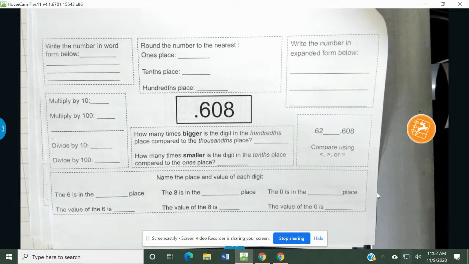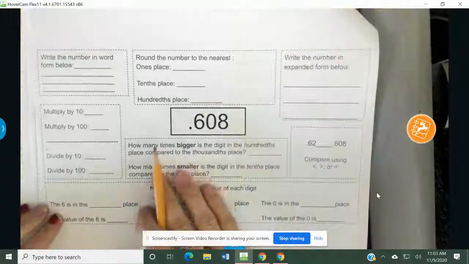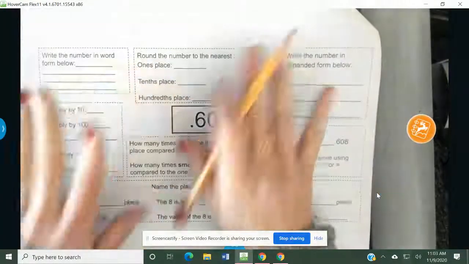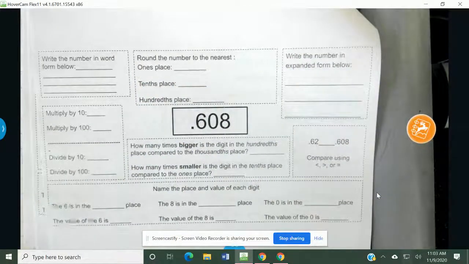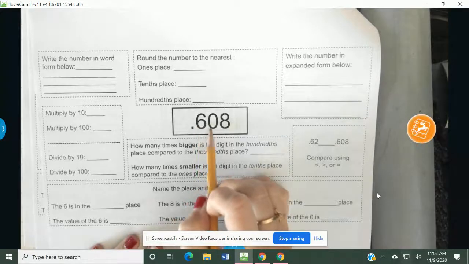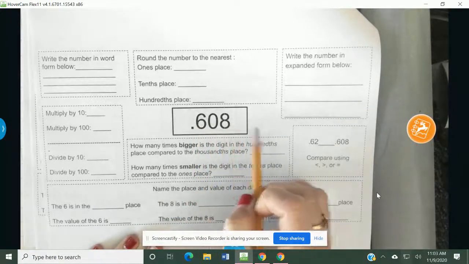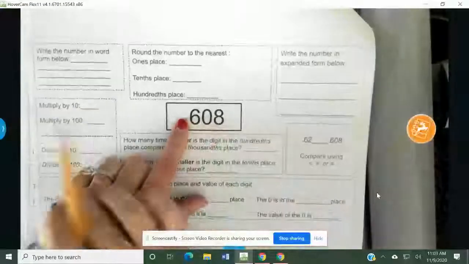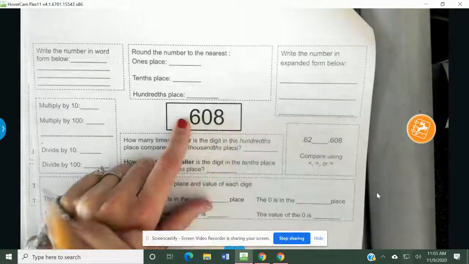Okay, you guys, so today we are working on place value packet. Please make sure you're on the right page. Our decimal today is decimal 608, but we say it properly because we're in 5th grade. We say this as 608 thousandths.